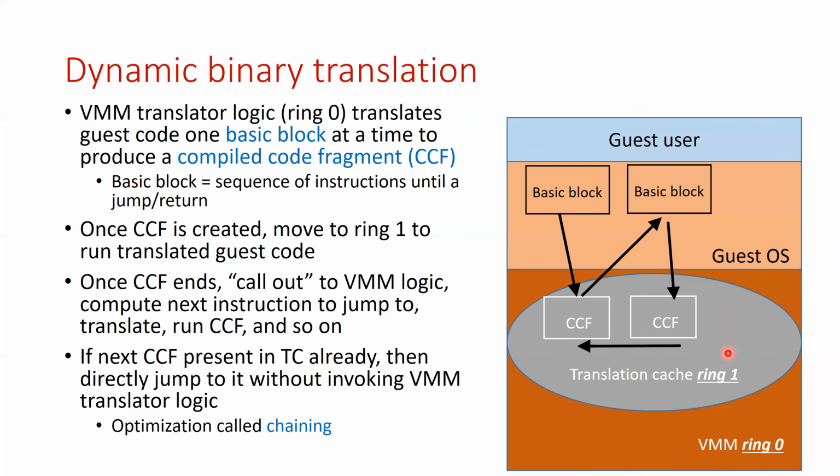So after running for a certain period of time, most of the common pieces of guest OS code are already translated. So then you can directly keep jumping between them in the translation cache. This is an optimization called chaining. You don't have to go back and translate every time. You can just use existing translated code that is there in the translation cache. So to summarize, this is binary translation. Basic block by basic block is translated, put in the translation cache, and then the VMM moves to ring 1, executes the guest OS code in ring 1 on the CPU.